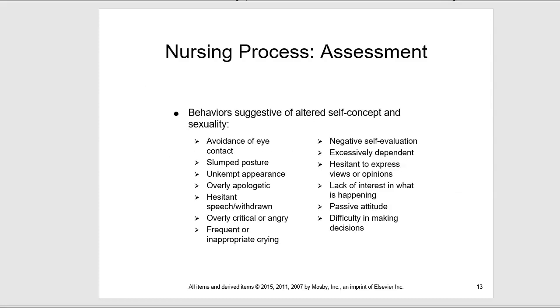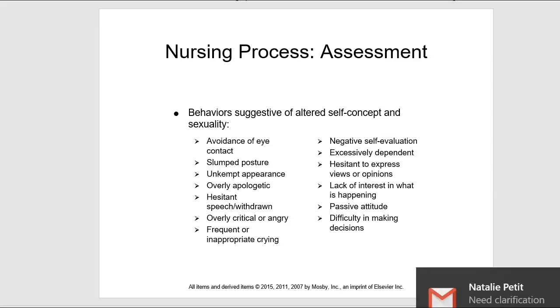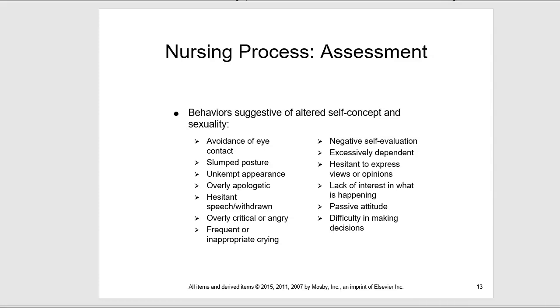So I want to talk about behaviors when people have an altered self-concept, and it could be that sexuality is wrapped up into that. If you think about somebody who's really depressed, or who has some type of altered self-concept: slumped posture, unkempt, overly apologetic, withdrawn, very passive, or maybe sometimes angry for seemingly no reason. They're negative about themselves, and you can kind of picture that person.